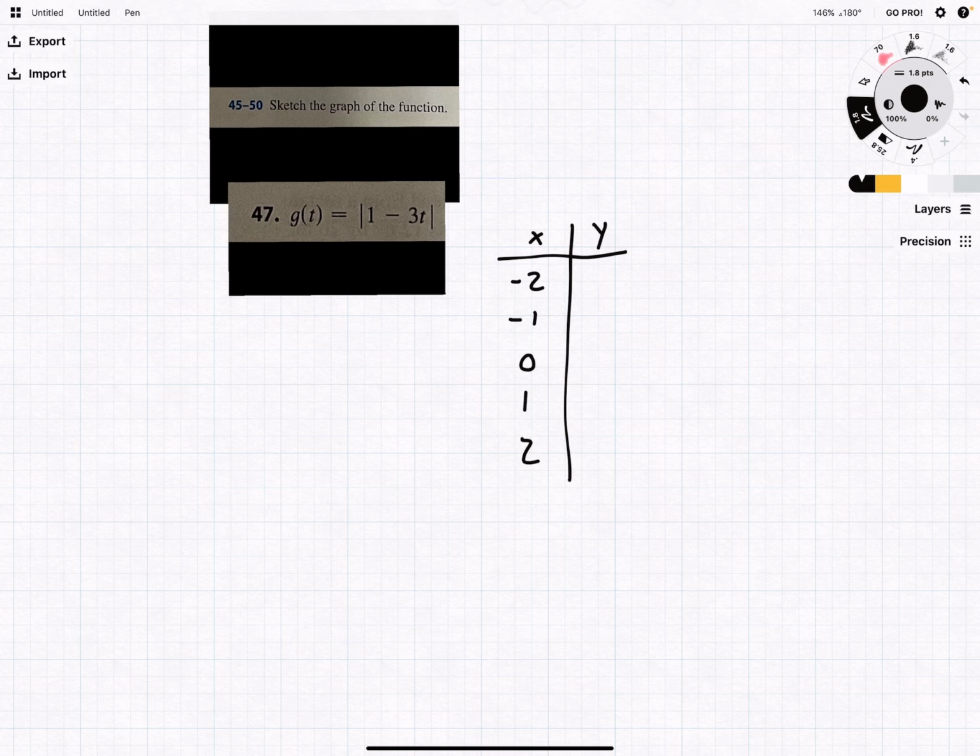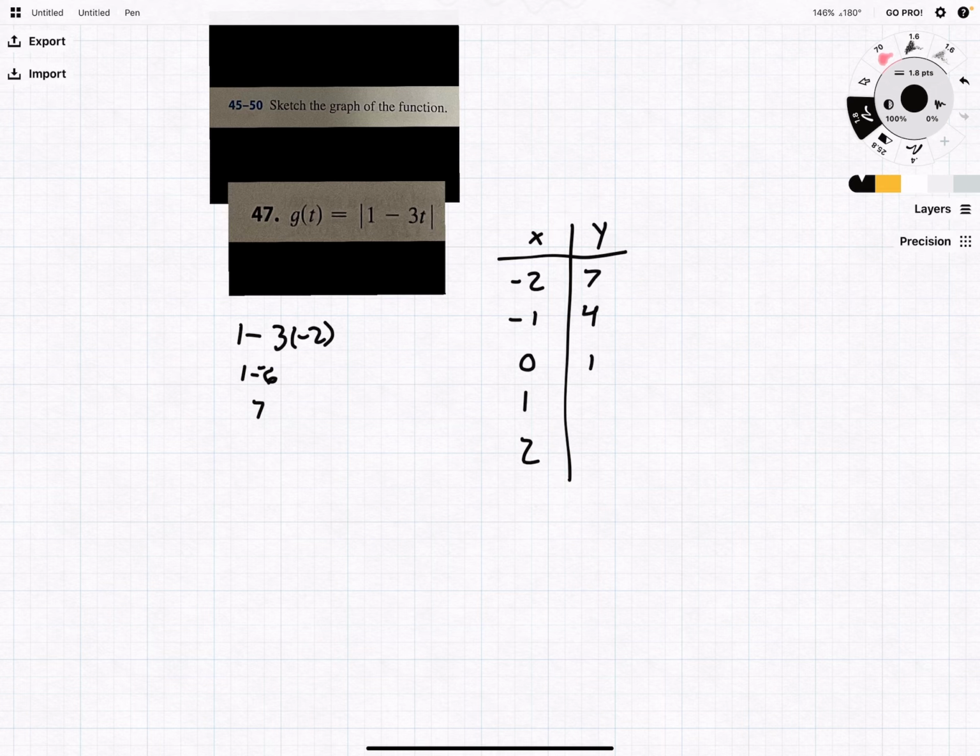So if we plug in -2, we'll get 1 minus 3 times -2, which will end up giving us 7, because that'll be 1 minus a -6, which is 7. If we plug in a -1, well, it looks like it'll give us 4. Plugging in 0 gets us 1.